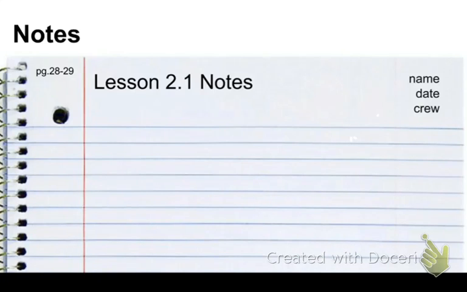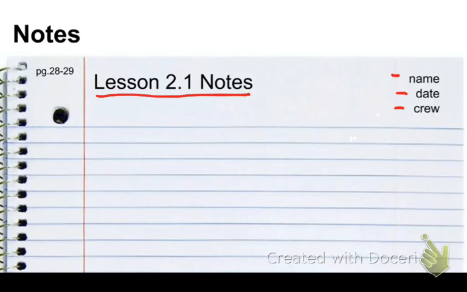Well, at the very top, we're going to write Lesson 2.1 Notes. And it might be a good idea to write it nice and big, maybe even underline it. And in the right-hand corner, we're going to make sure we include our name, our date, and the crew.